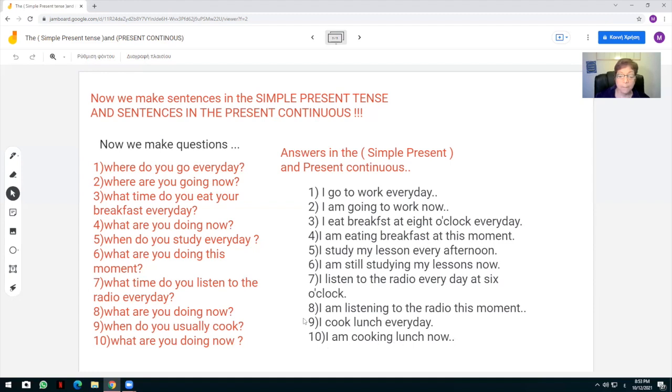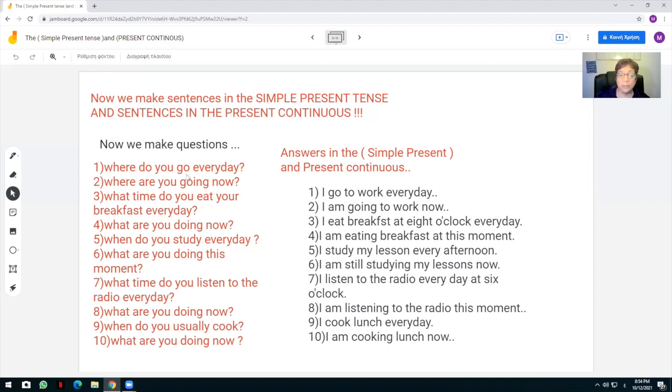Okay. Let's go from the beginning here. Now we make sentences in the simple present tense. Actually, they are questions. And sentences in the present continuous. And the answers in the present continuous. These here are the questions. Now we make the questions.